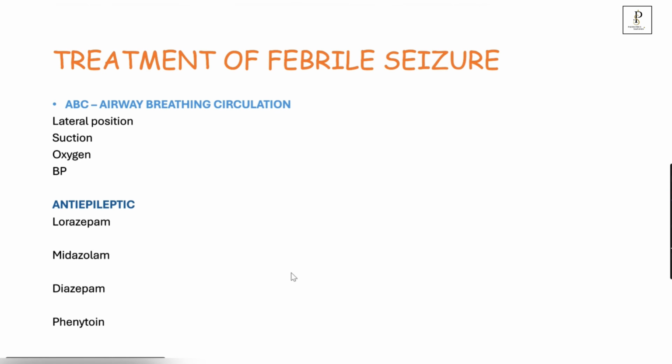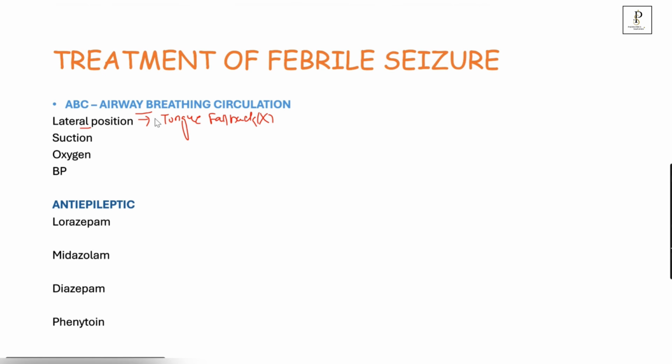Next is treatment of febrile seizure. In treatment of febrile seizure, first is ABC: airway, breathing and circulation. Keep the child in lateral position. Lateral position will prevent the tongue from falling back. Okay, so it will prevent that.